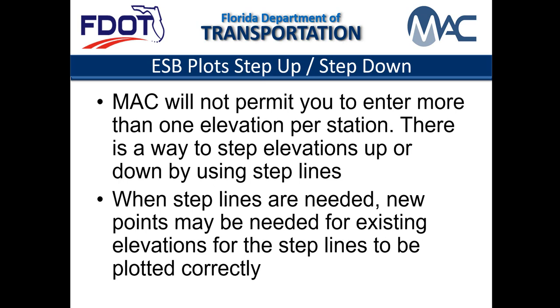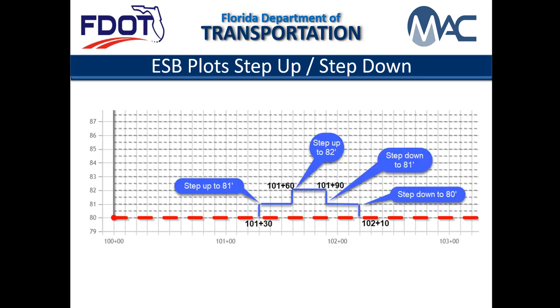Sometimes the line created from the existing elevation needs to be adjusted for things like retaining walls, and Mac will not allow you to enter more than one existing elevation at a station. When step lines are needed, some thought has to go into the entries, and additional embankment points will be needed at the station location of each step.